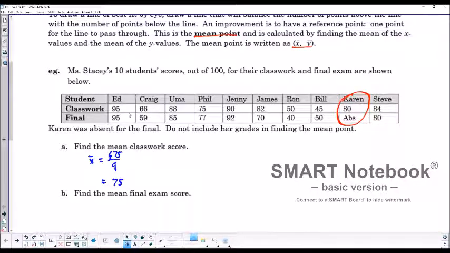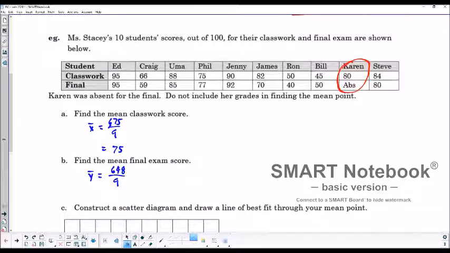Okay, so 9 students, their average classwork mark is 75. And we'll take a look at the mean score for their final exam, and that also would be out of 9. So just pause here for a second. Okay, here we've got 648, and we see that that divided by 9 gives us 72.